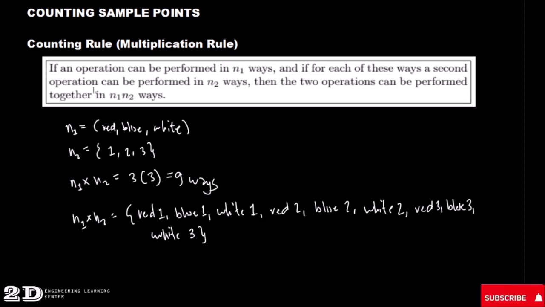So this counting rule is a method in which we are going to know how many sample points are present in the given sample space. If we are going to write down the sample space, the number of sample points that we have is equal to the number which is solved using this multiplication rule. Okay, so we have here an example.